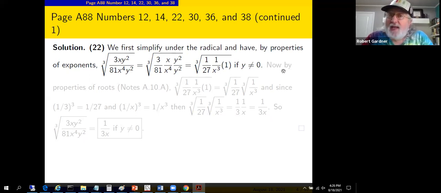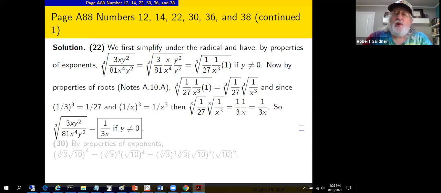All right, so that's just the cancellation. We haven't even dealt with the roots part yet, and that's the new stuff. By the properties of roots that we just stated, we're left with the cube root of 1/27. We'll separate that from the cube root of 1/x cubed.